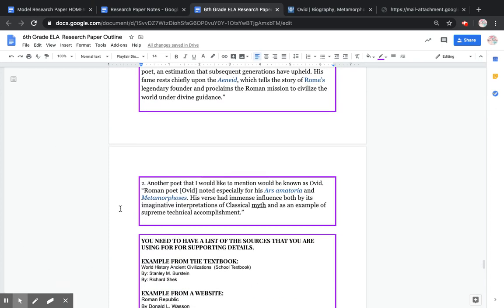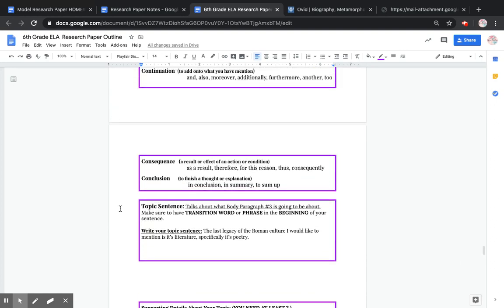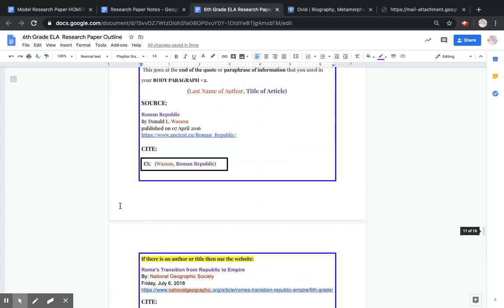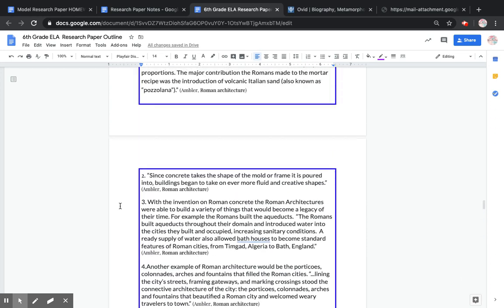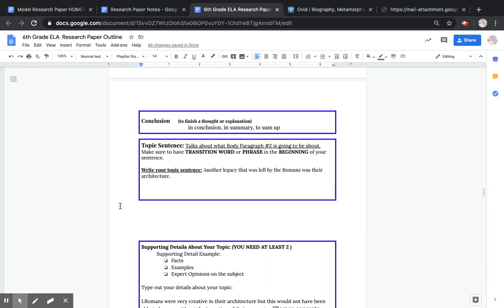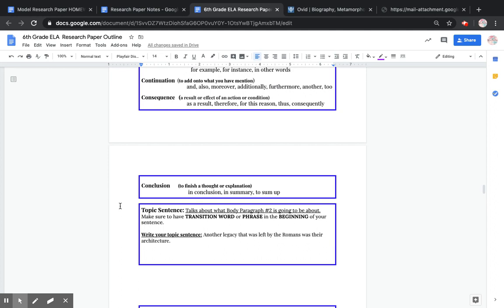Alright guys, so I'm back. I just wrote body paragraphs 2 and 3, so I just want to take a look at those very briefly. They were done the same way as I did body paragraph 1.